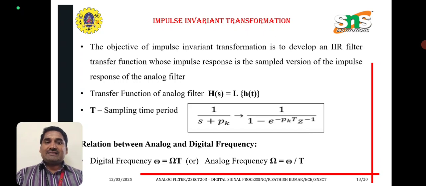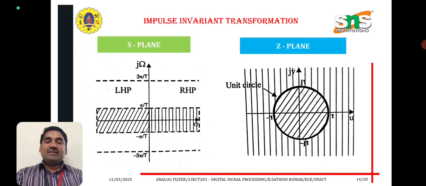Therefore, we can get 1 by (s plus p_k) defined as 1 divided by 1 minus e power minus p_k T into z inverse. The relation between analog and digital frequency is: digital frequency omega is equal to Omega T, and analog frequency Omega is equal to omega by T. Next one, this is the impulse invariant transformation from the S plane to the Z plane. The S plane, represented in terms of left half plane and right half plane, can be converted into the unit circle in the Z plane.